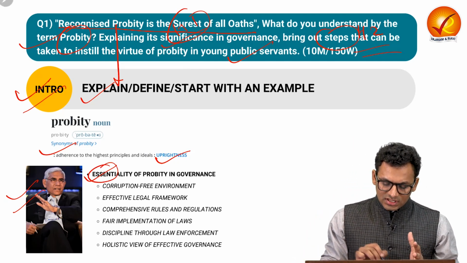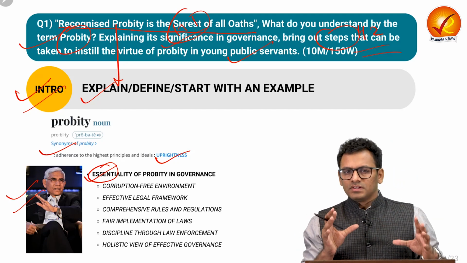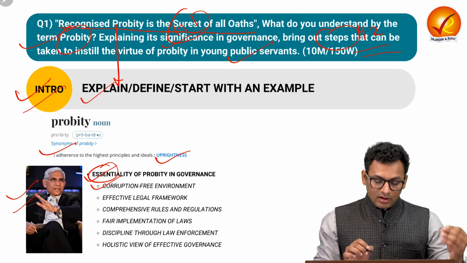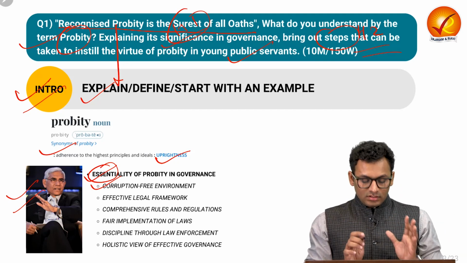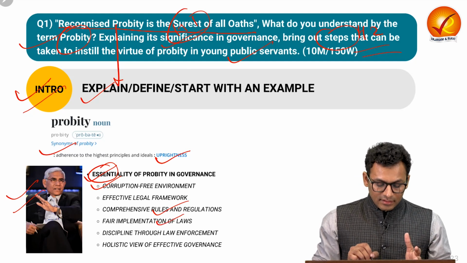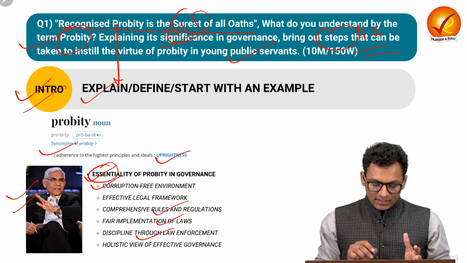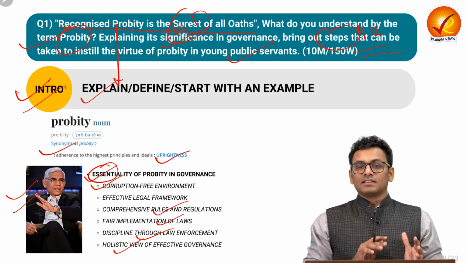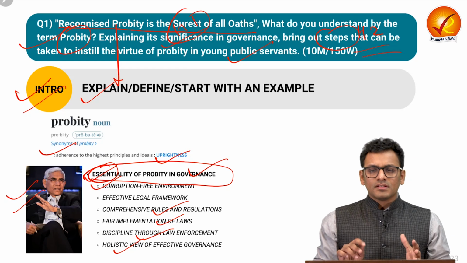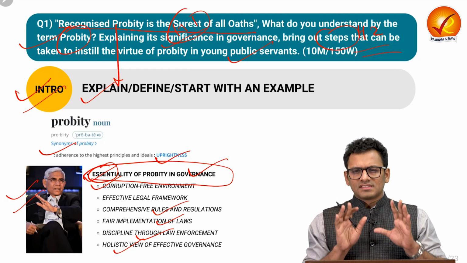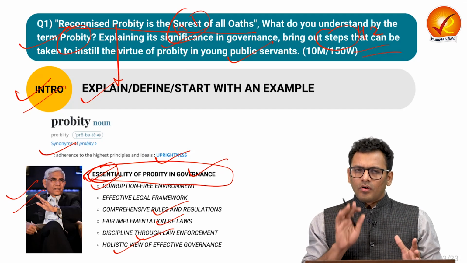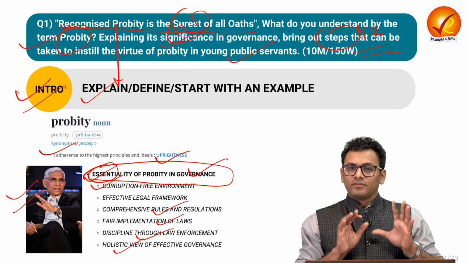You can talk about essentiality of probity in governance in brief in the introduction, as in talk about how it ensures there is a corruption-free environment, there is an effective legal framework, there are comprehensive rules and regulations, implementation of law is fair, and there is discipline through law enforcement, and at the end there is a holistic view of effective governance. So this is the essentiality of probity in governance. You can give a brief about the same in the introduction, either through a small mini paragraph or through a mind map. So that is there for the introduction.